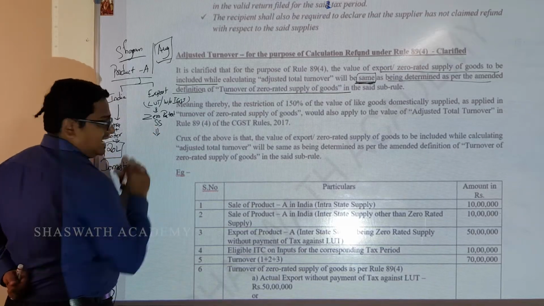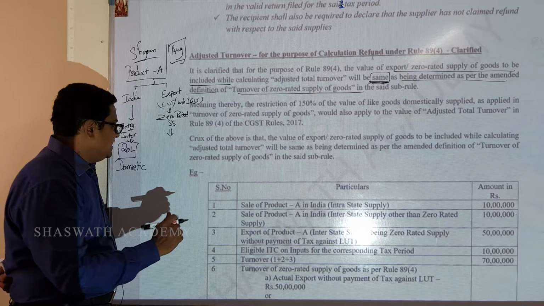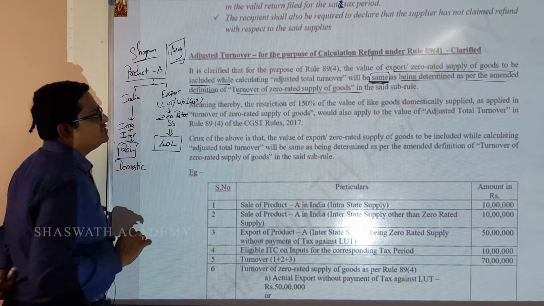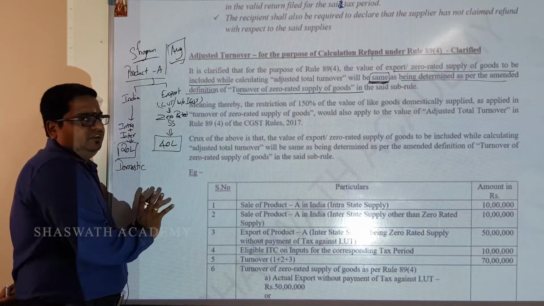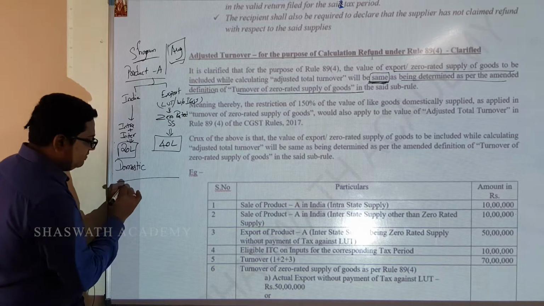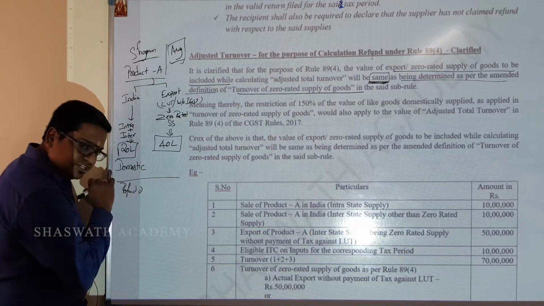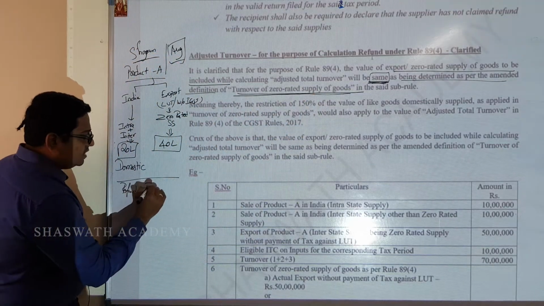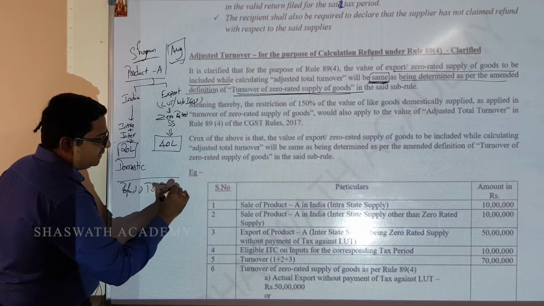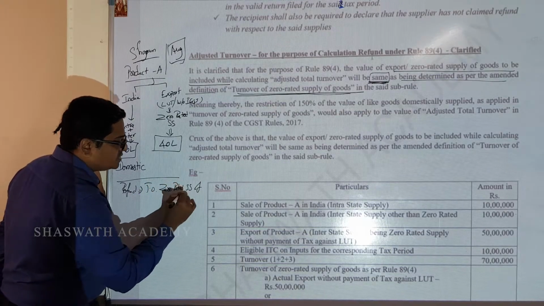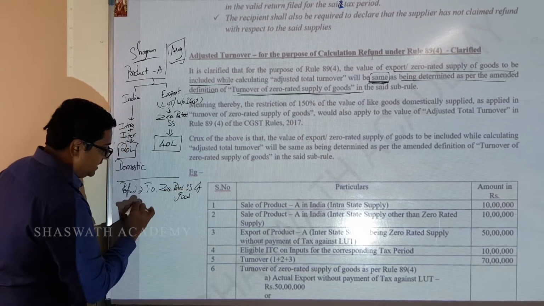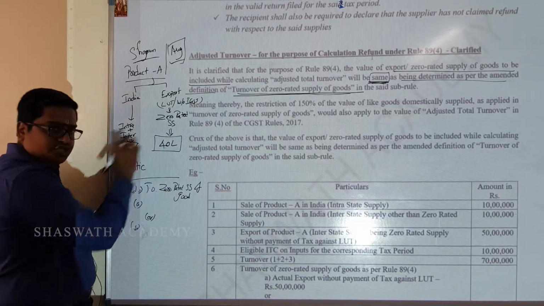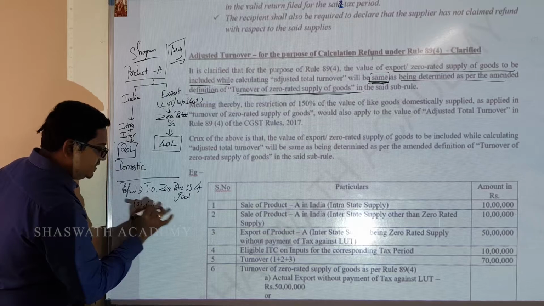And Shogun is making the export. He is exporting to Australia for 40 lakhs. But my dear brothers and sisters, this is the actual value. For the purpose of refund calculation, what do they say? Turnover of zero rated supply of goods is A or B, whichever is less. What is A? Actual sales. Actual is 40 lakhs here. What is B?